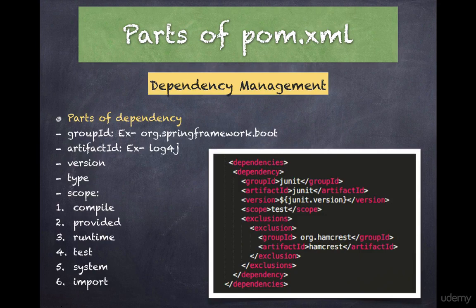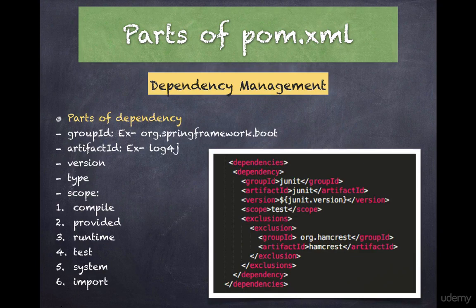Group ID. Group ID is the identifier of the organization or group that is responsible for this project. For example, org.hibernate, log4j, or for Spring Framework, it is org.springframework.boot.